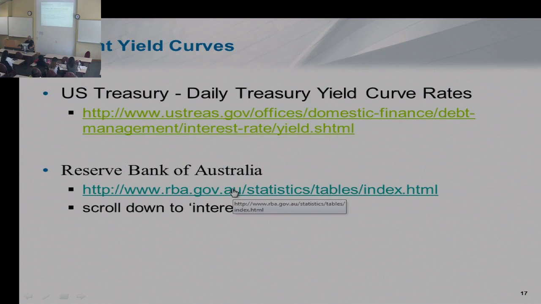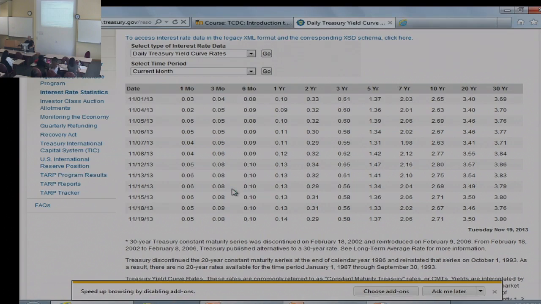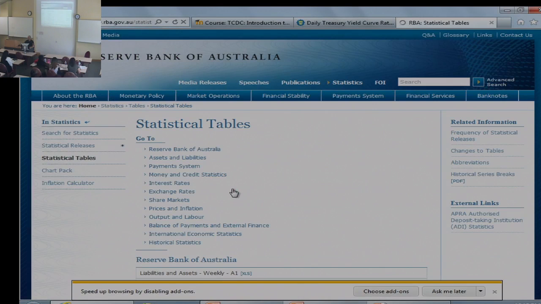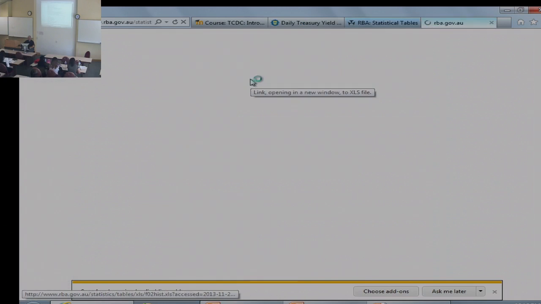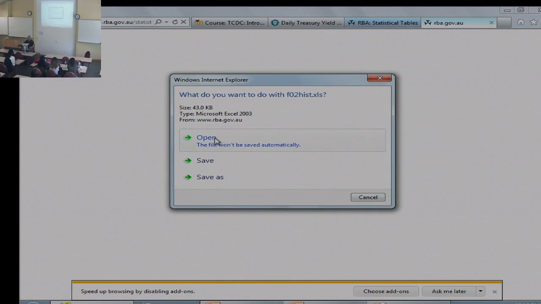Whereas if you were to look at Australian rates, look at the Reserve Bank, go to interest rates. Interest rates and yields, money market, government bonds, Commonwealth bonds. Let's look at Commonwealth bonds, government bonds, monthly. So it's a spreadsheet. Might not open because it's enormous.